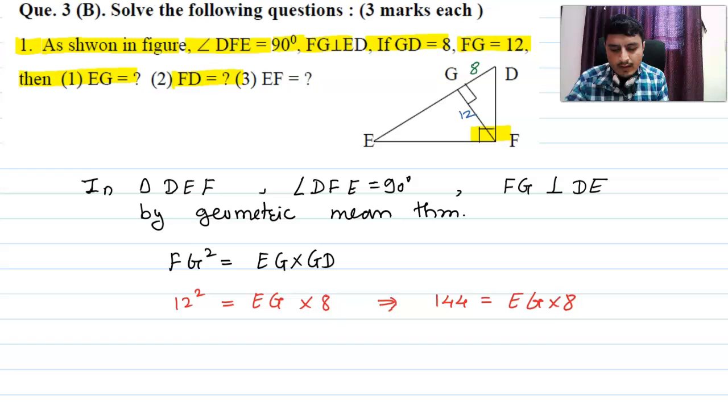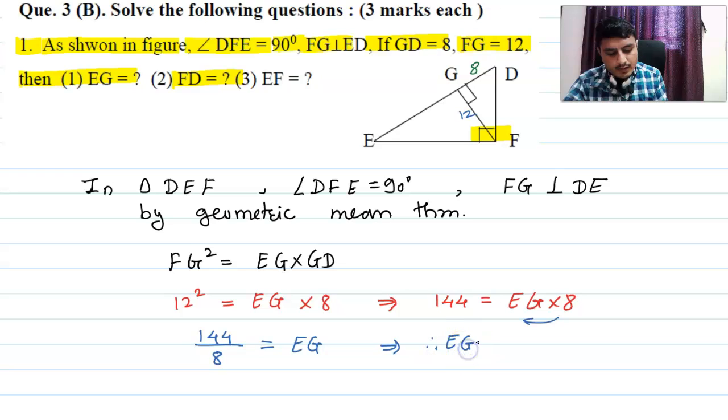To evaluate the value of EG, shift 8 from RHS to LHS, so we get 144 divided by 8 equals EG. Now 144 divided by 8, we get the value of EG equal to 18. Let's substitute 18 on the figure. We have EG equal to 18.